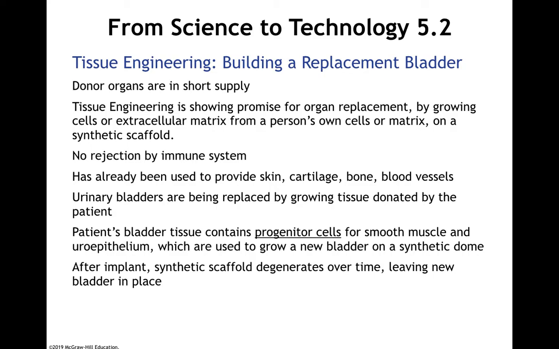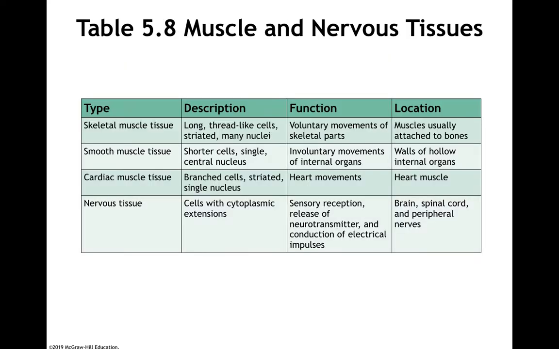It has been used to provide skin, cartilage, bone, blood vessels. Urinary bladders are beginning to be replaced. We need progenitor cells, which are basically stem cells for smooth muscle and uroepithelium, and they can grow in a new scaffolded synthetic dome. Again, I am not real familiar with tissue engineering, but it is something you may find out about as you continue your nursing career.